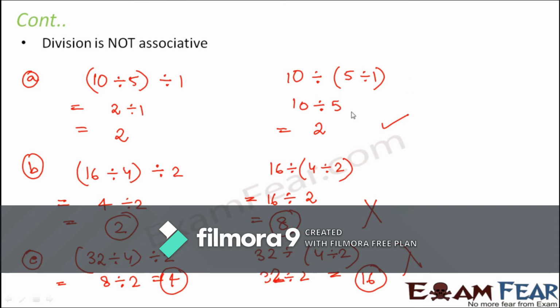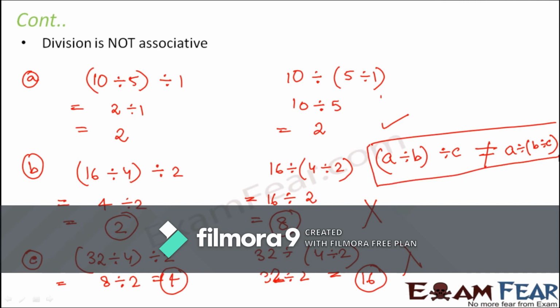Now you might ask that, okay, if division is not associative, then why was the result the same in this case? Because this is just a matter of chance that for a certain set of data, it might hold true. But overall, universally, it doesn't hold true for all whole numbers. Therefore, we say that (A divided by B) divided by C is not equal to A divided by (B divided by C). So this is our overall result.